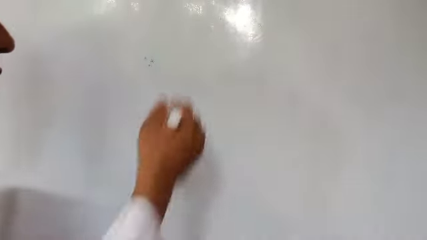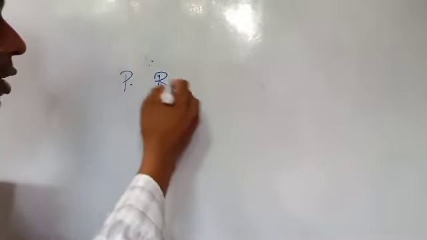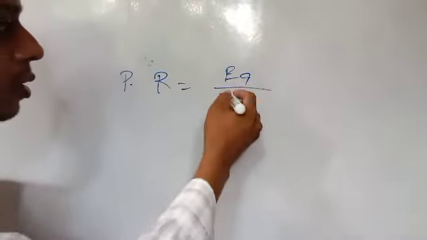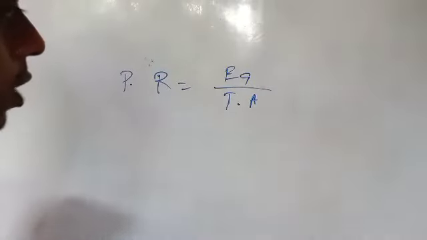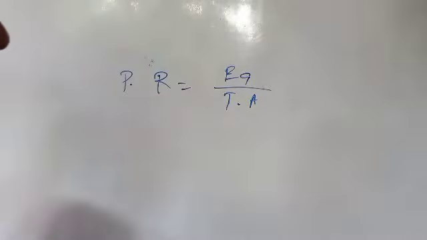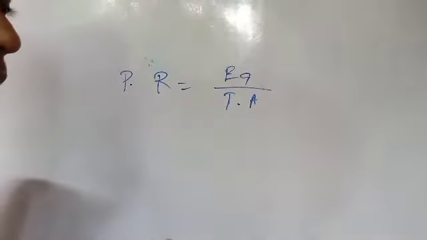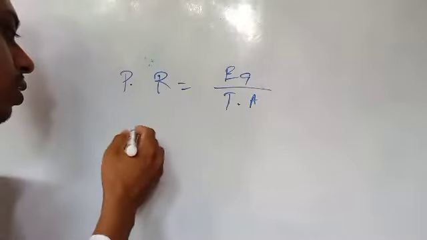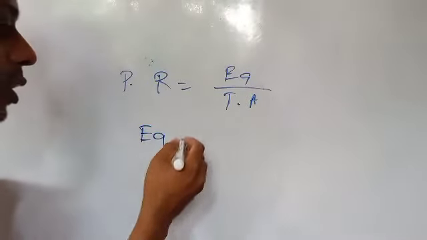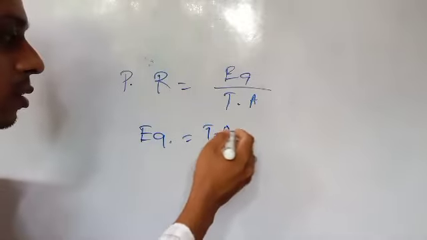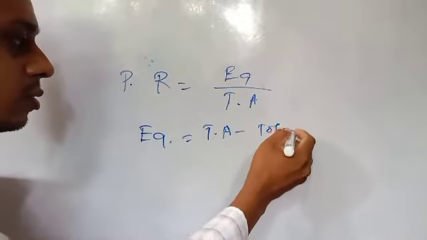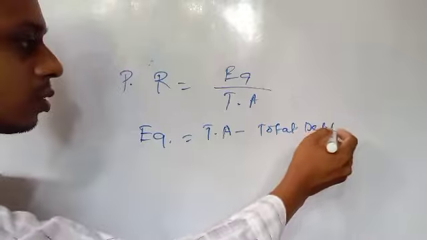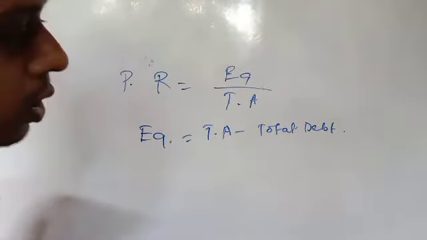Now proprietary ratio, that means equity by total asset. Proprietary ratio equal to equity by total asset. Now equity formula you know, share capital plus reserve and surplus. Now another formula we have, equity equal to total asset minus total debt. Total asset minus total debt equal to equity.